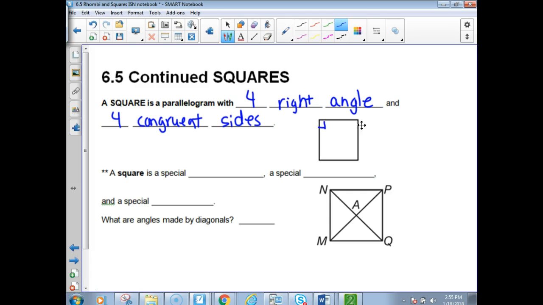Okay, so a square has 4 right angles. Draw that on that box and slash the sides all the same. A rectangle is a special parallelogram. It's a special rectangle because of the 4 right angles, and it's a special rhombus because of the 4 congruent sides.